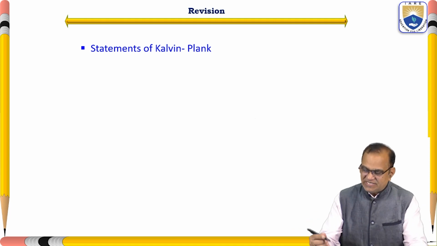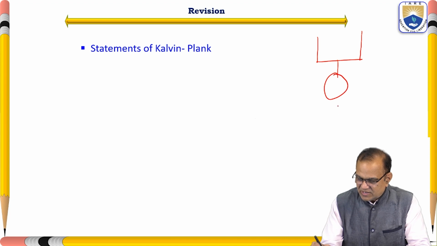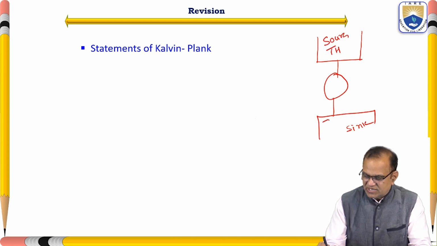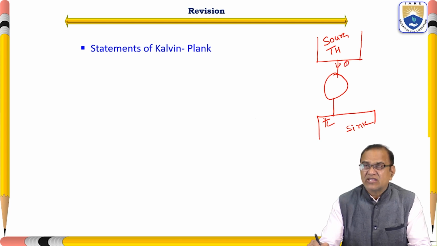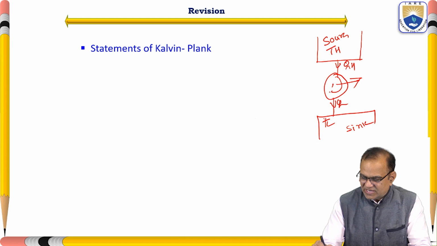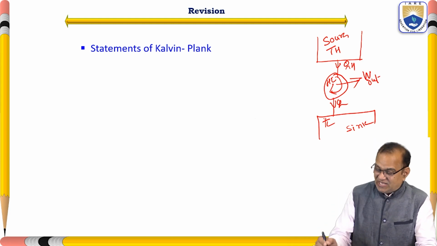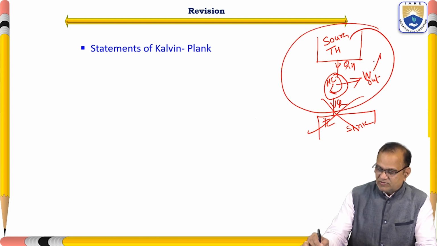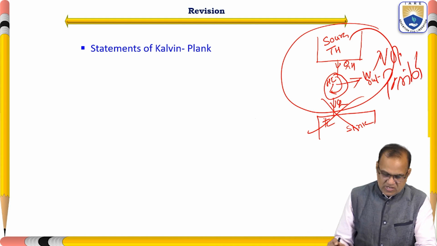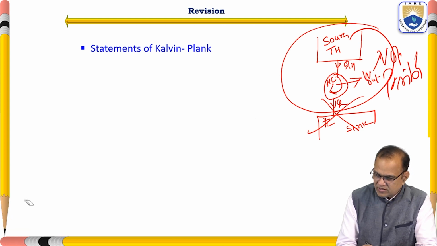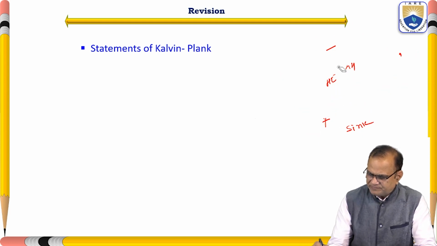If you have the engine like this, this is the sink, this is the source, this is TH, high temperature, and this is the low temperature, TL. It is taking QH, it is rejecting QL, and there is a work out. So the statement of the Kelvin Planck says that if this is not there, this system is not possible. So that is the first statement.